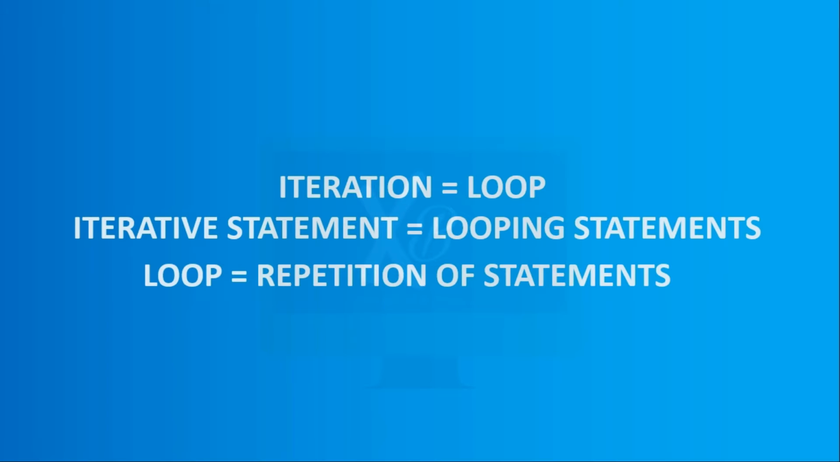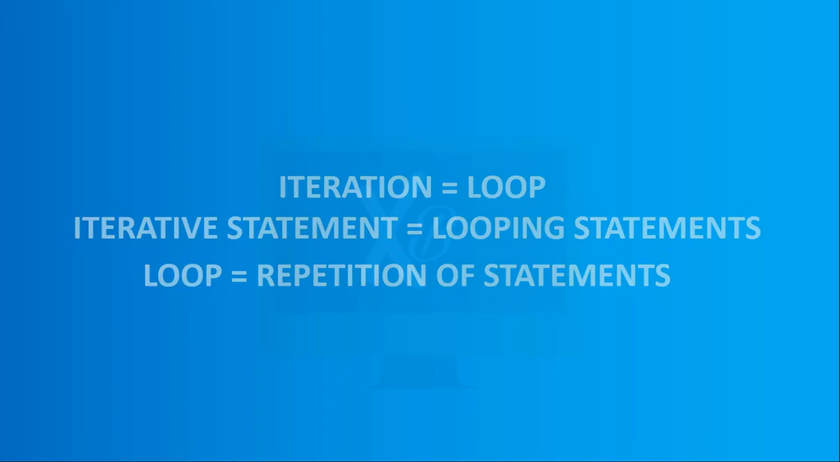Iteration means loop. So if I have a statement that is iterative, that's a specific adjective given to a statement, that would be called a looping statement. And when I talk about loop, I have used loop in the first two definitions, but we don't know the meaning of loop. Loop means repetition of statements. So overall, iterative statement means repetition of statements, repeating statements. Simply, an iterative statement is a repeating statement that repeats something, it repeats the statements.